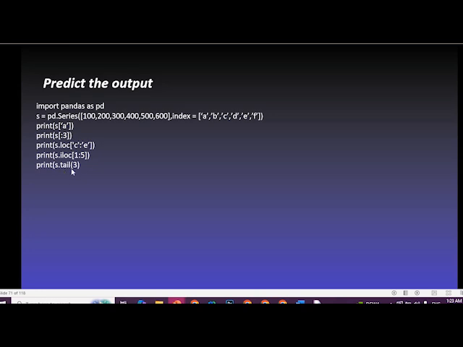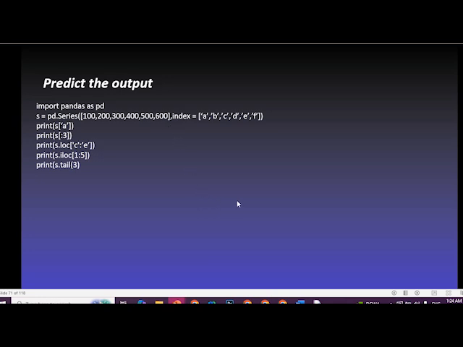The last one is print S.tail(3). We know the tail function is used to retrieve elements. Here there is a correction: one more parenthesis must be there to close the print function. S.tail(3), so what will be returned? Tail returns the elements from the last, so the last 3 values will be returned. That is D 400, E 500 and F 600.